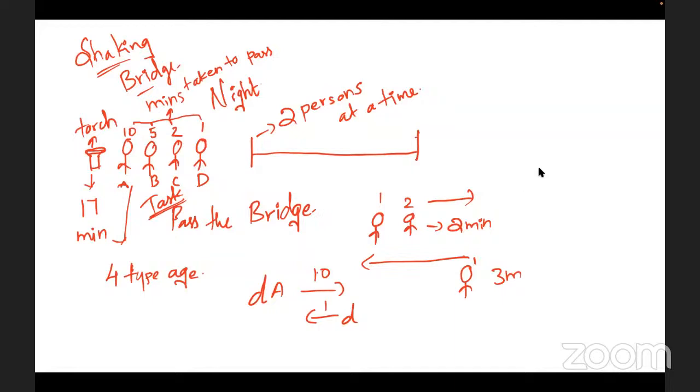And again, what you told is, 1 minute and 2 minute person will go first. 1 minute will return. Now 10 minutes and 5 minutes will go next. And then 2 minutes will return. Now 1 minute and 2 minutes will cross safely. So just calculate the number of minutes now. It will get beyond 17 minutes.